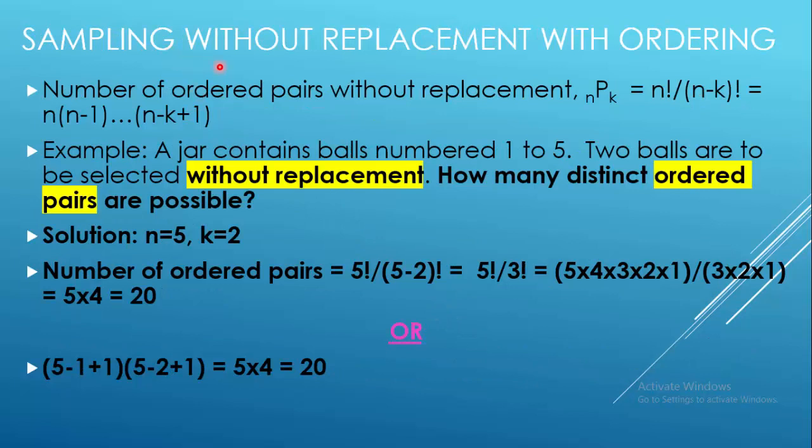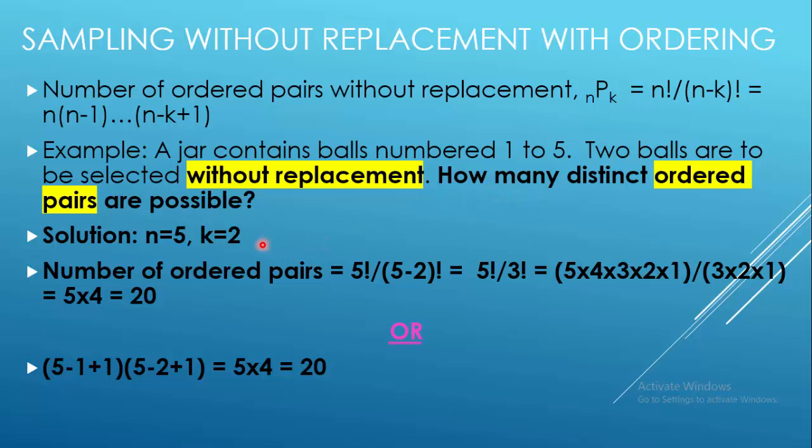Sampling without replacement but with ordering. Here the order is important, but we are not going to replace the object. So the number of ordered pairs in that case is equal to n factorial divided by (n minus k) factorial. Again we take the same example of 5 balls in a jar numbered 1 to 5. Two balls are to be selected, but this time the selection is without replacement, and the order is still important. In that case, how many possible pairs are there?